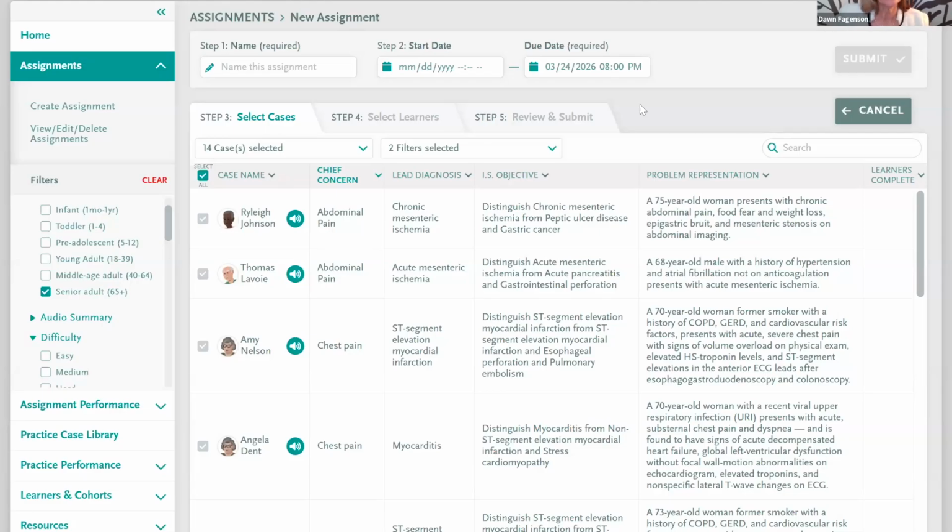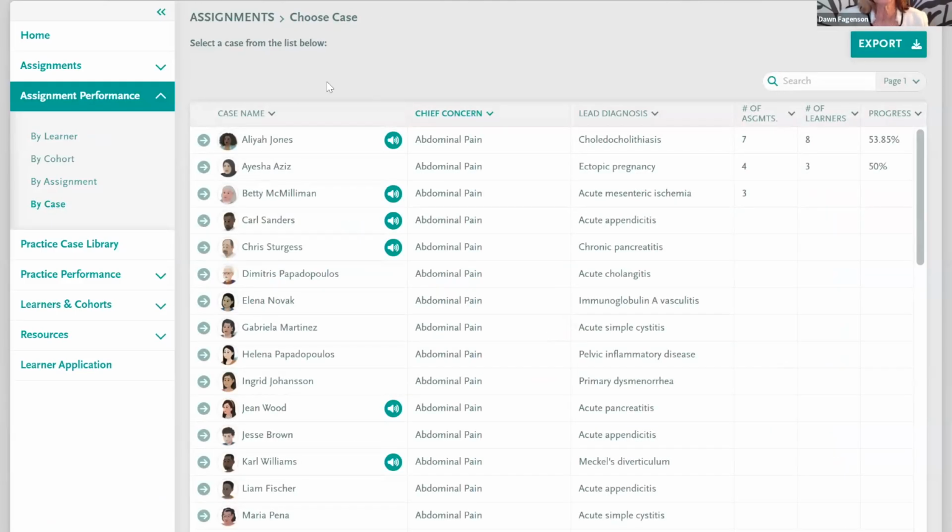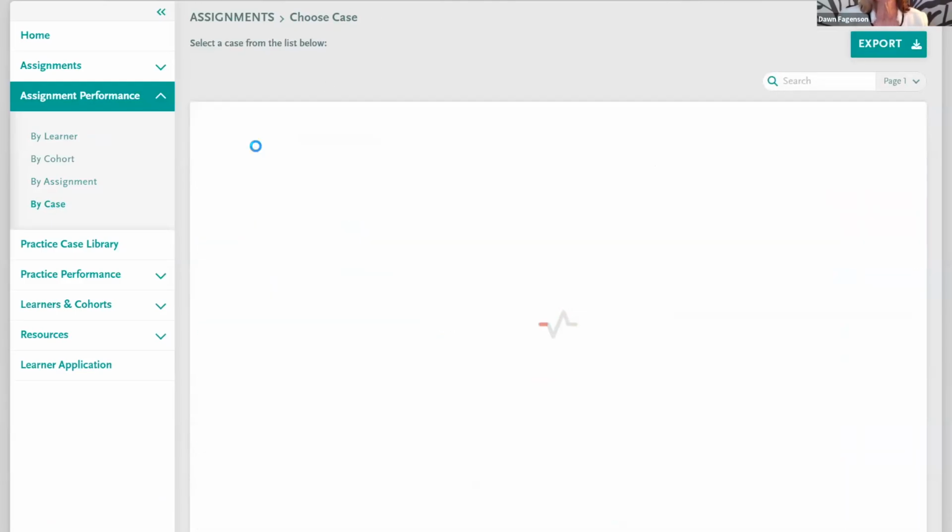This is deliberate practice. We want to make sure that this is saving you time and saving you from having to create cases and also from having to grade the cases. All of that is done for you with Healer. And then these are ready to use. So after you've assigned cases and you've gotten the students to do these cases, then you can come in here. You can look under assignment performance. We can look by learner, by cohort, by assignment, by case, and you will see all the information that we capture. So if we are looking at a specific case, here I'll just pick on this Aaliyah Jones case.